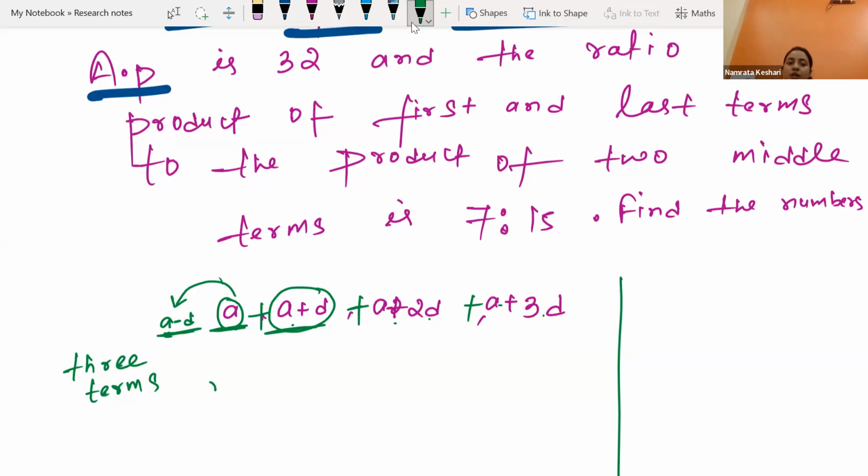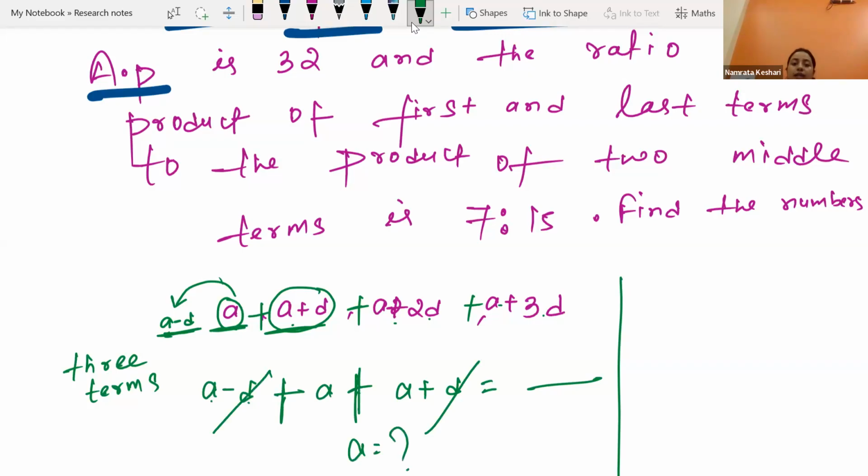ऐसा क्यों कर रहे हैं हम? क्योंकि अगर हम ये तीन टर्म्स लेंगे, a माइनस d, a, a प्लस d, और अगर क्वेश्चन में इंस्ट्रक्शन है सम ऑफ थ्री टर्म्स, तो अगर हम ये तीनों टर्म ऐड करेंगे तो इजीली बिना कुछ किए हमारा d कैंसल हो जाएगा, और जो भी वैल्यू होगा हम a का वैल्यू इजीली यहाँ से फाइंड कर पाएंगे. However, अगर हमने थ्री टर्म्स a, a प्लस d, a प्लस 2d लिया होता तो इतना इजीली a का वैल्यू हमें नहीं मिलता.